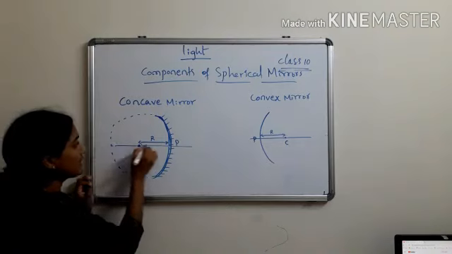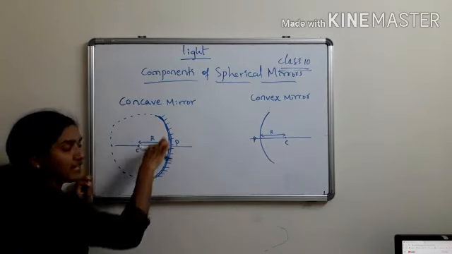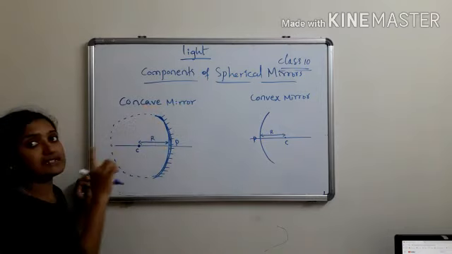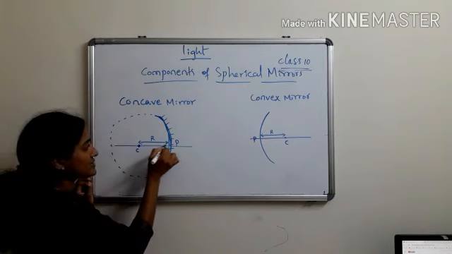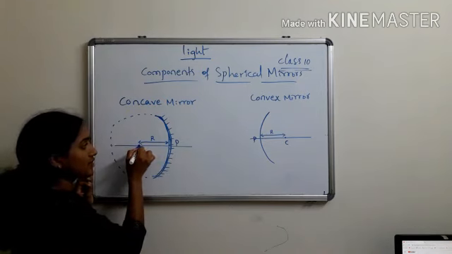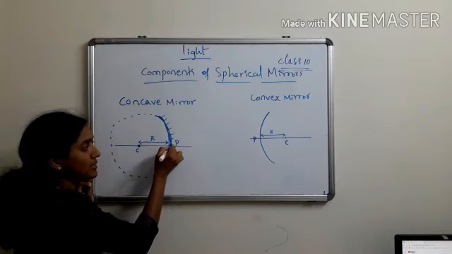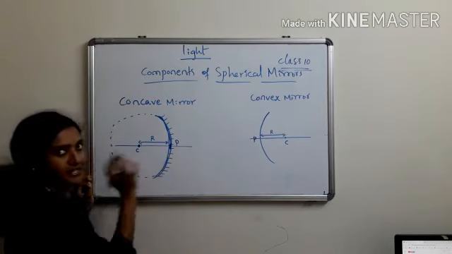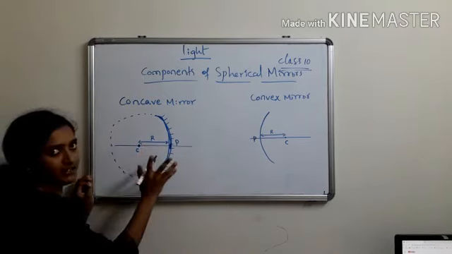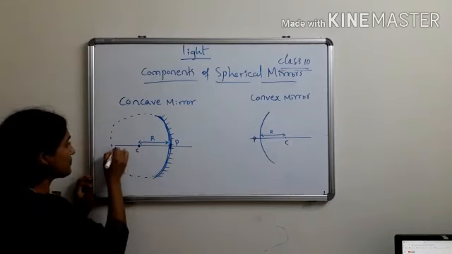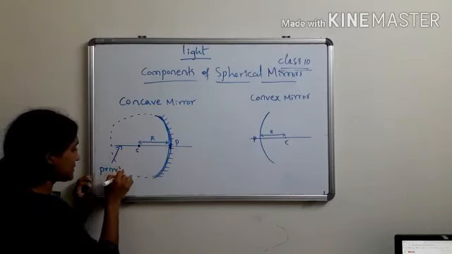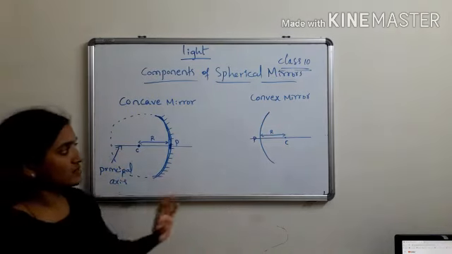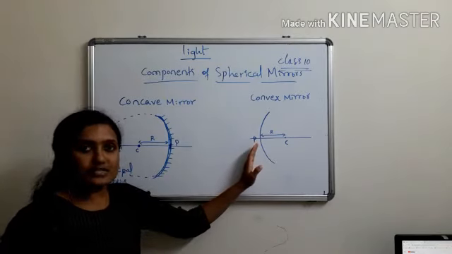And then the total diameter of this spherical mirror, we will call it the aperture. But the distance from the center of curvature to the pole, we will call it the radius of the spherical mirror. This is the center of curvature, this is the pole, this is the principal axis. And in the same way, here the reflection will occur outside the mirror.